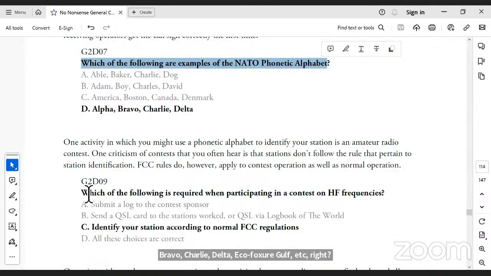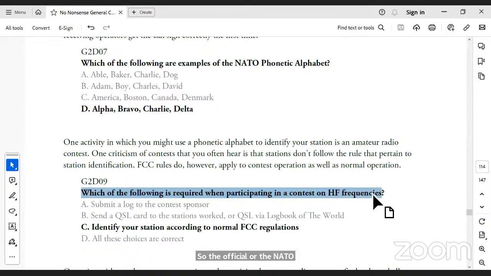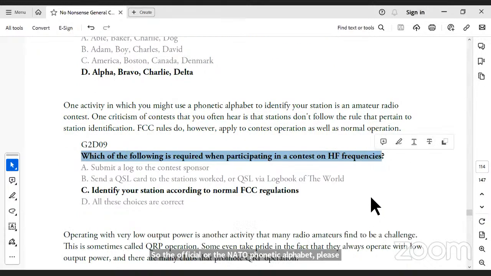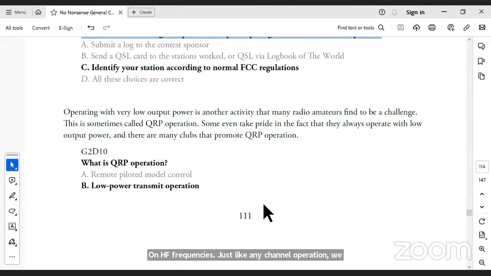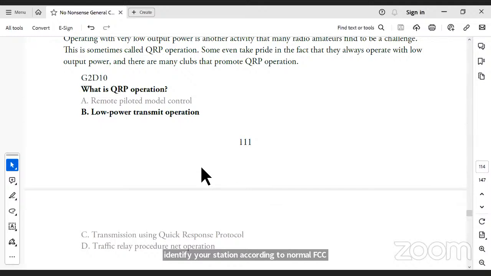Which of the following is required when participating in a contest on HF frequencies? Just like any general operation, we identify your station according to normal FCC regulations. It's not that because you're in a contest, you don't identify. As a matter of fact, you will have to identify because that is how the station will know your call sign and log it to get points.